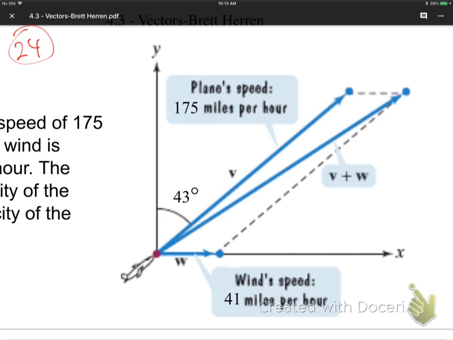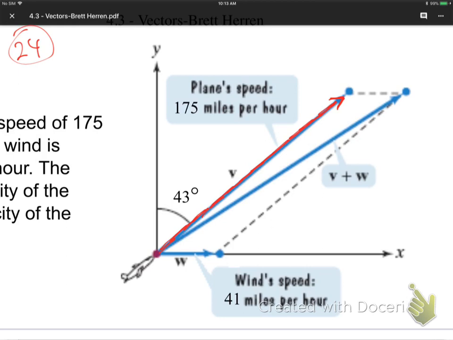So the V is the velocity for the plane. So this vector right here is the plane. See that arrow? That's the plane's velocity. That's how the engines and the nose of the plane are aiming and pushing that plane. The engines are roaring to move it at 175 miles per hour in that direction.